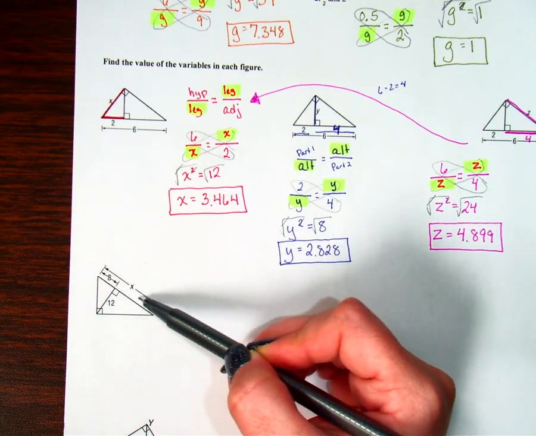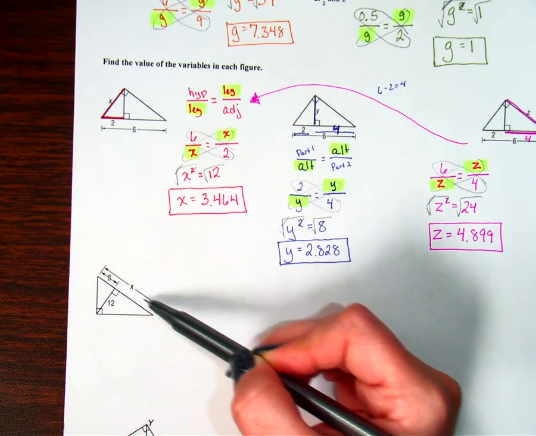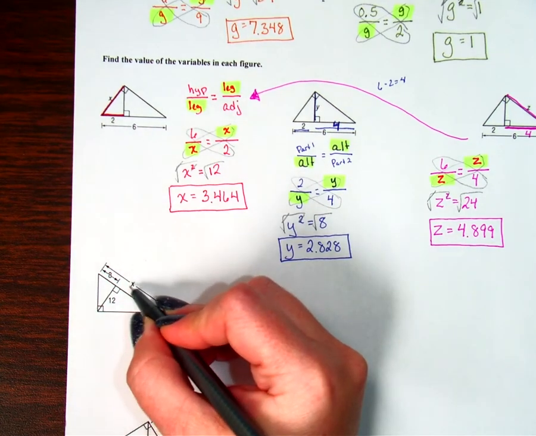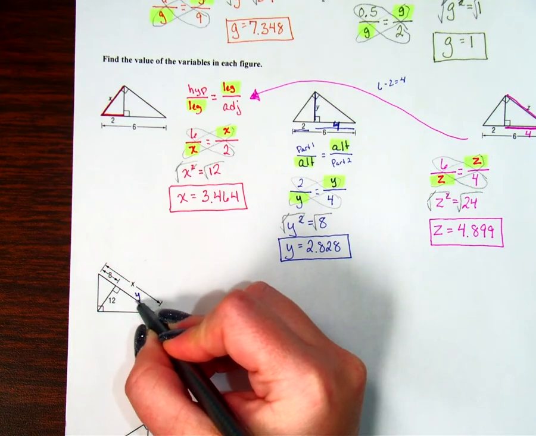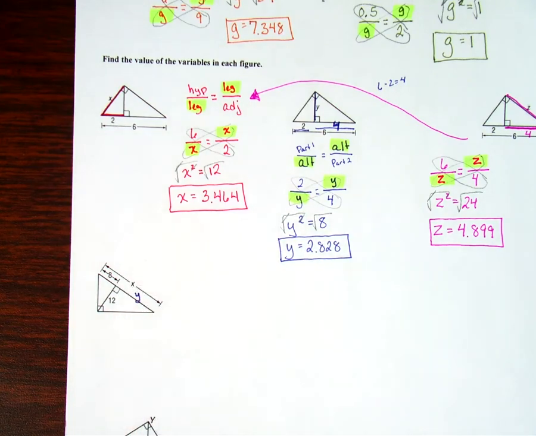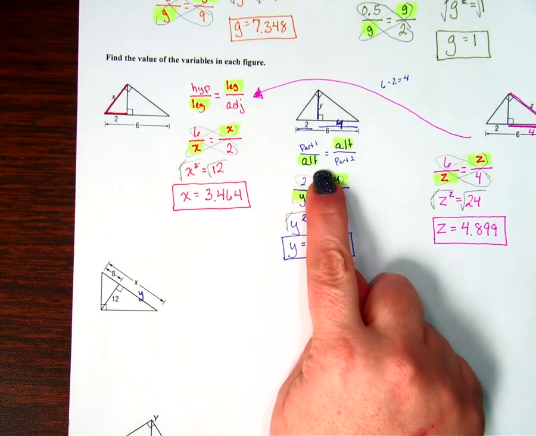If I can find this second part, I can add these two together, and I'll know my whole value for x. So I know I'm trying to find x, but if I think of this side as y, and if I can find y, then I can add the 8 and the y together, and that will give me the whole x. So I'm actually going to be working with this altitude, and I'm going to use this altitude formula.